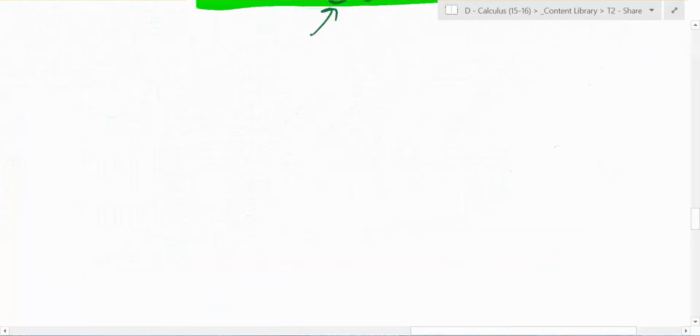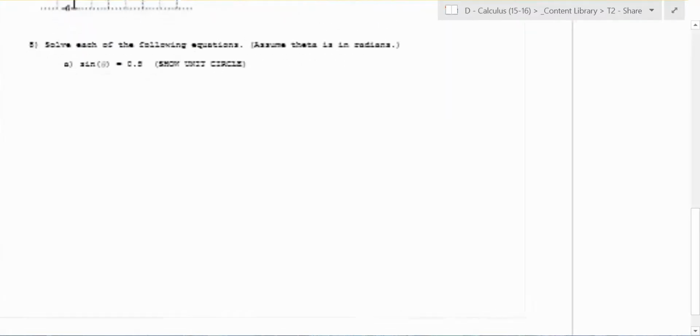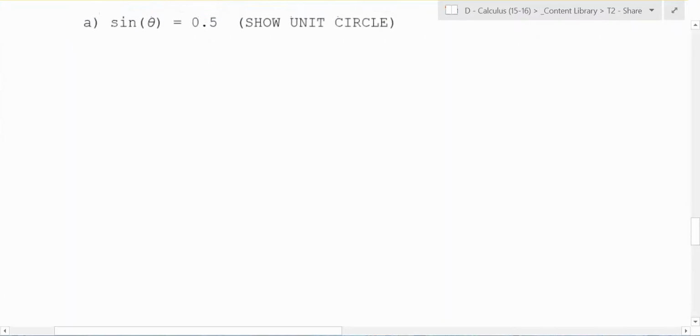Okay. Let's look at the last few here just to make sure they get covered. This one right here, some of these you can do have exact answers, some of them you cannot. Sine of theta is 1/2. The sine of what angle is 1/2?